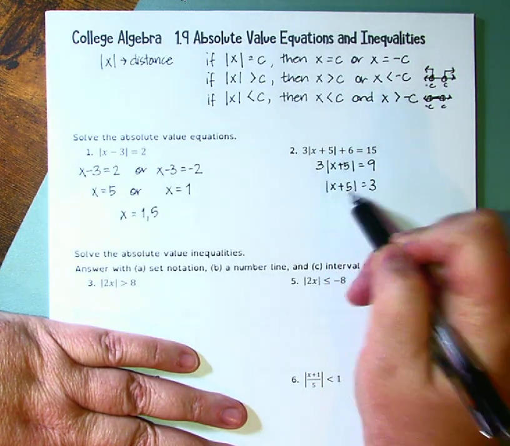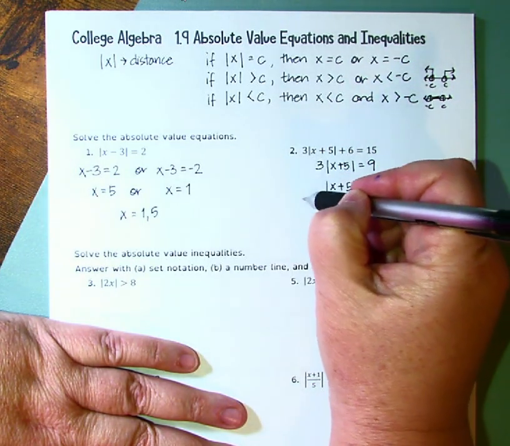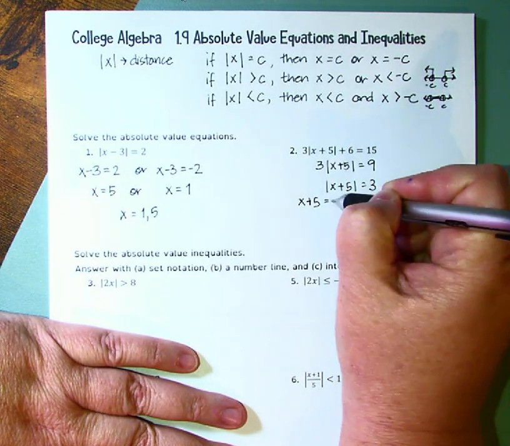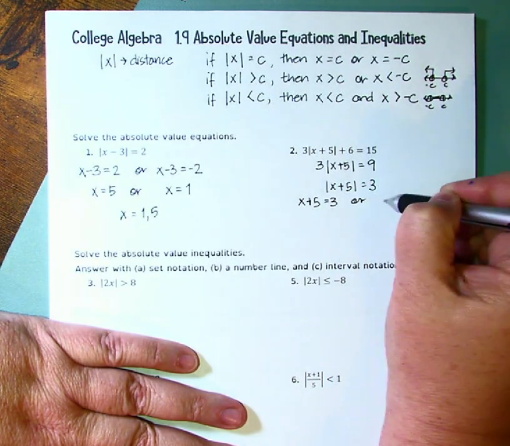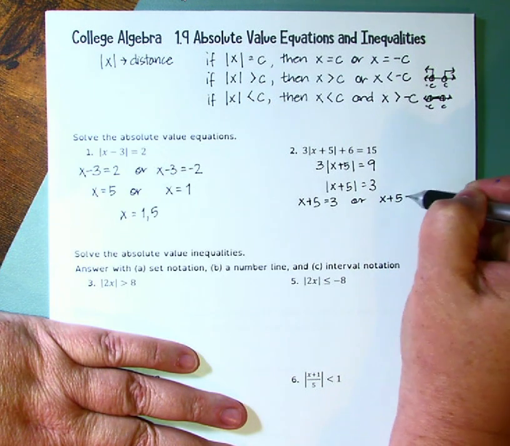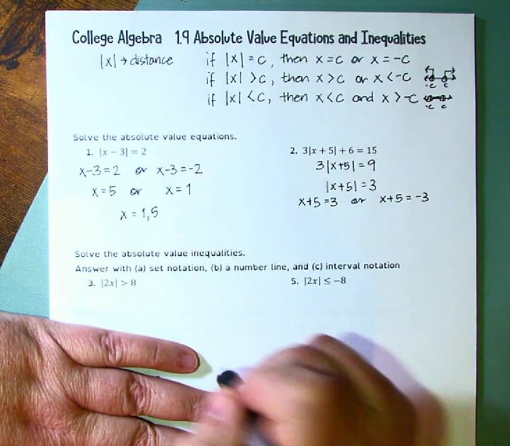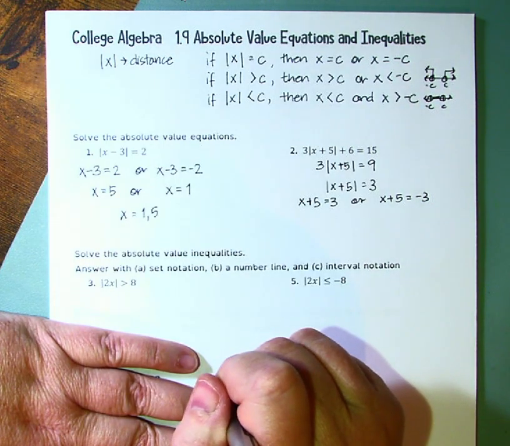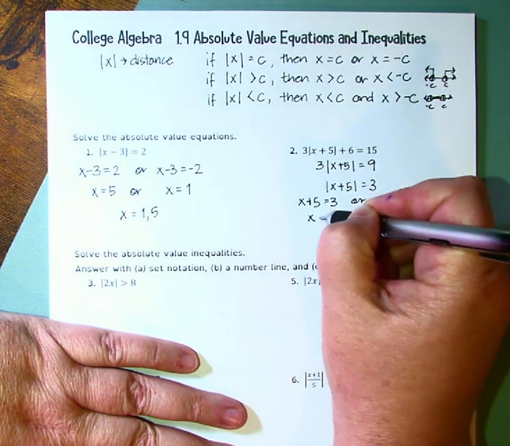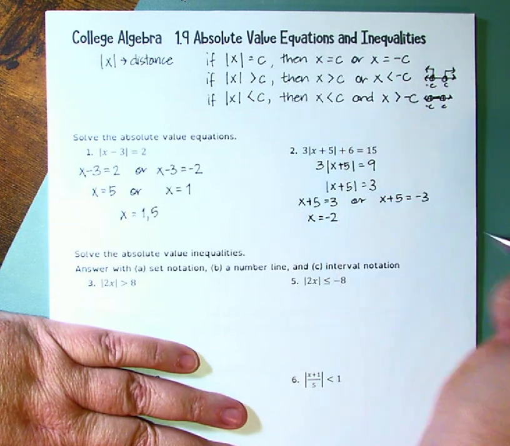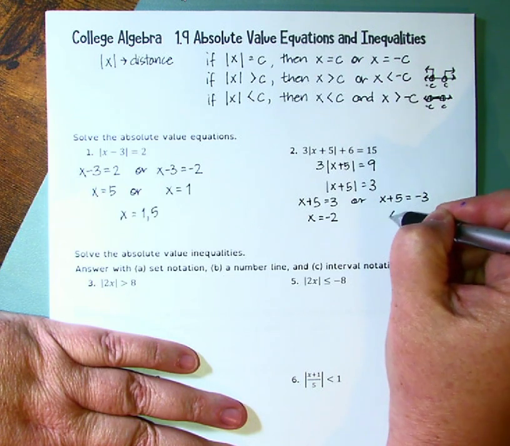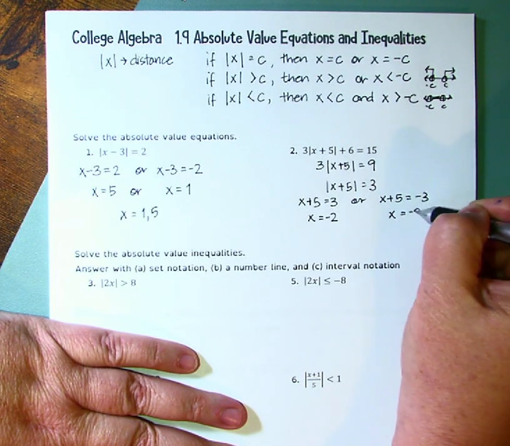Now that I have isolated that absolute value, it could be that x plus 5 itself is equal to 3, or it could be that the x plus 5 is the opposite of that and equal to negative 3. Again, giving myself 2 little mini solutions. Subtracting 5 from the first one, I get my x could be -2. Subtracting 5 from the second one, I get my x value could be -8.